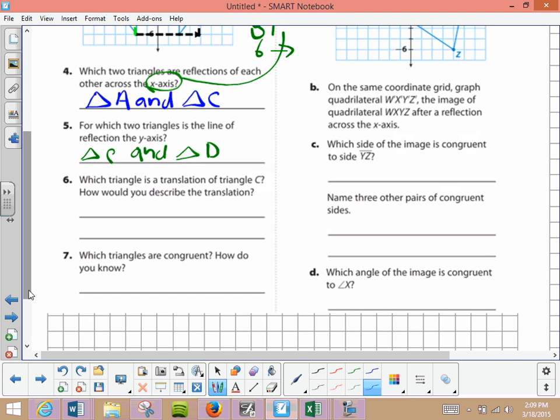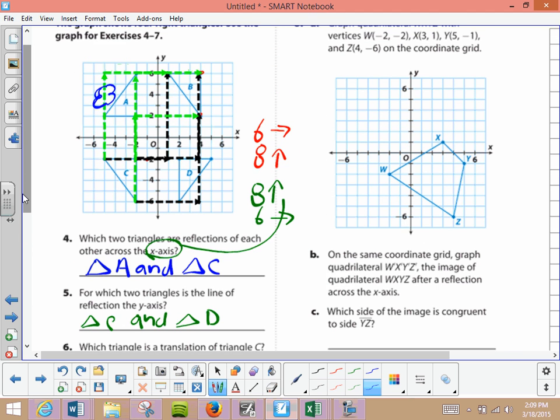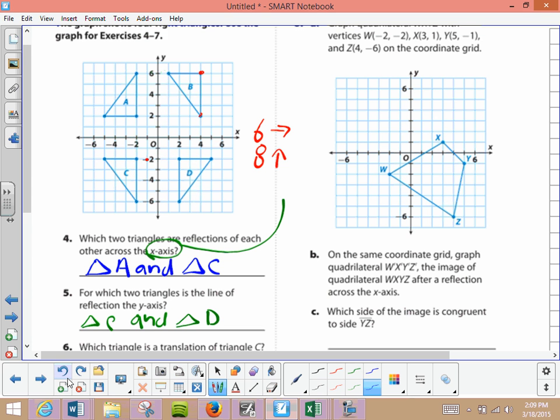So we already described the translation. Which triangles are congruent, and how do you know? Let me erase all this madness so that you can see better. Micah. You could say that, but what are you basing off the size and the shape? I'm sorry? I'm asking you, how can you prove to me that those are congruent?